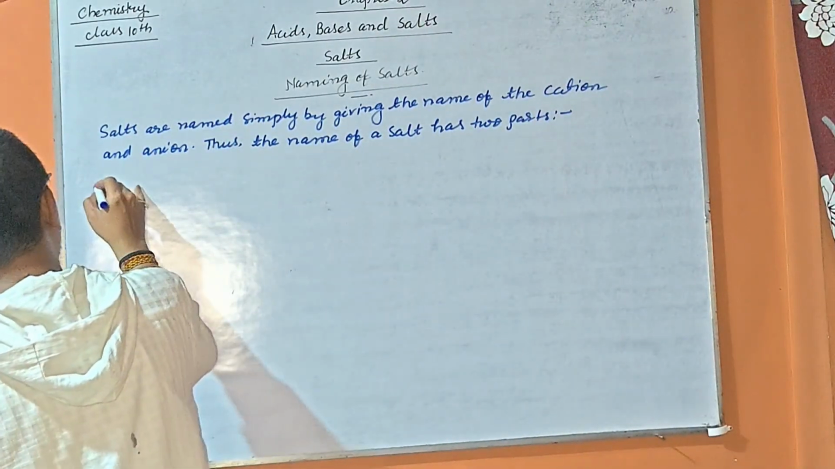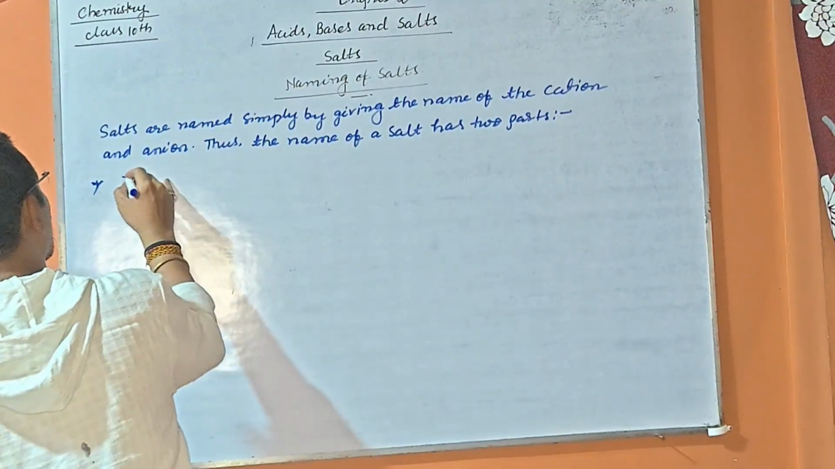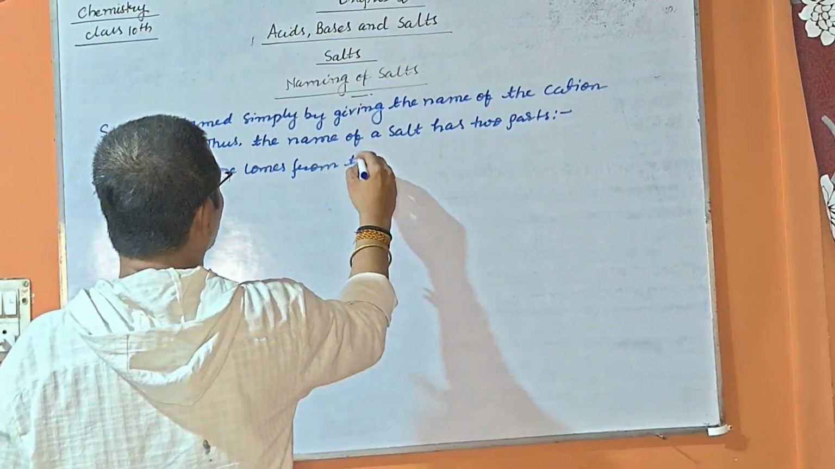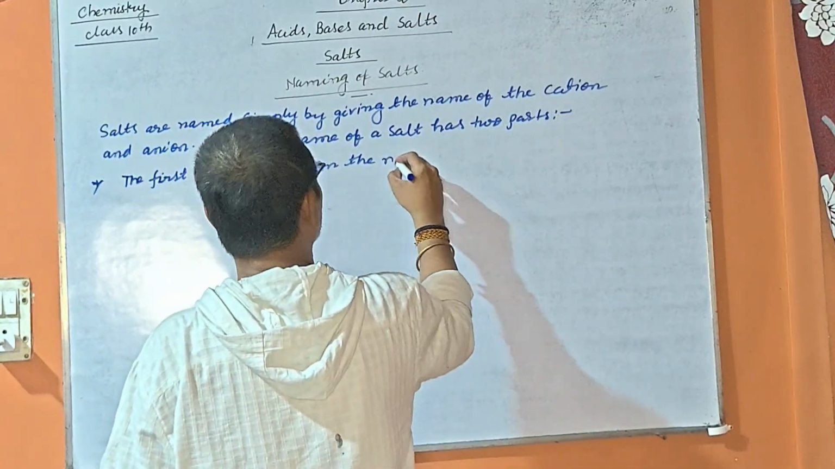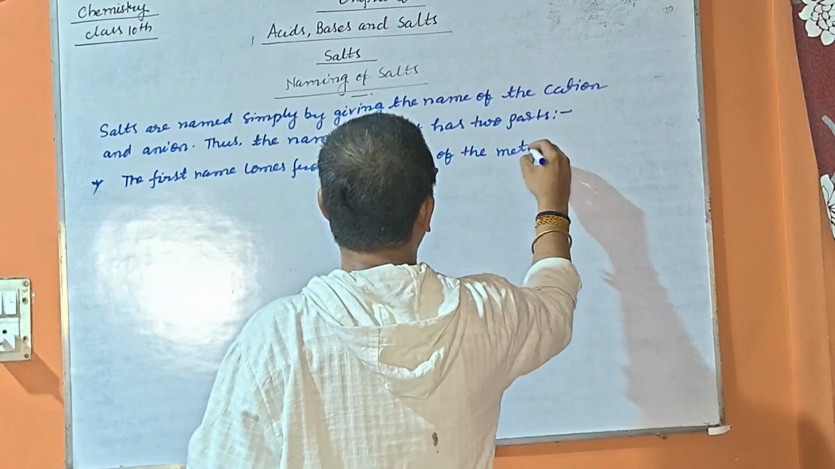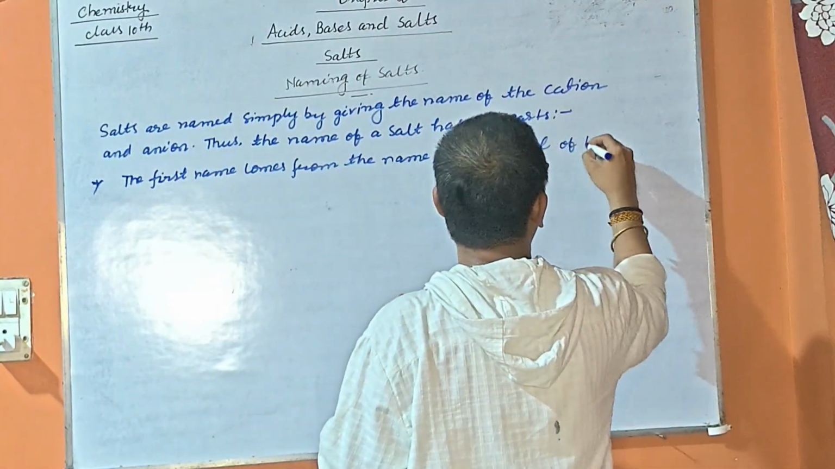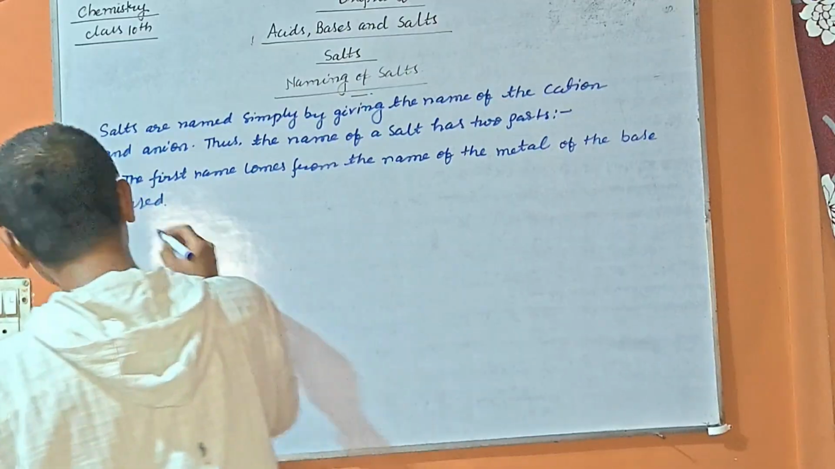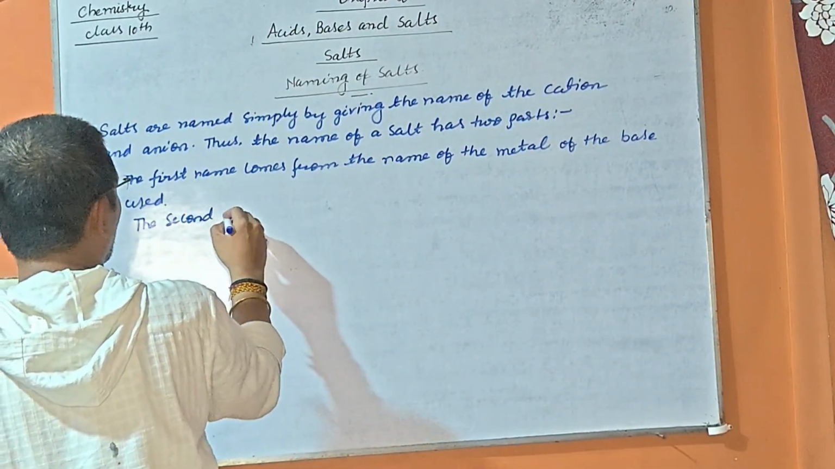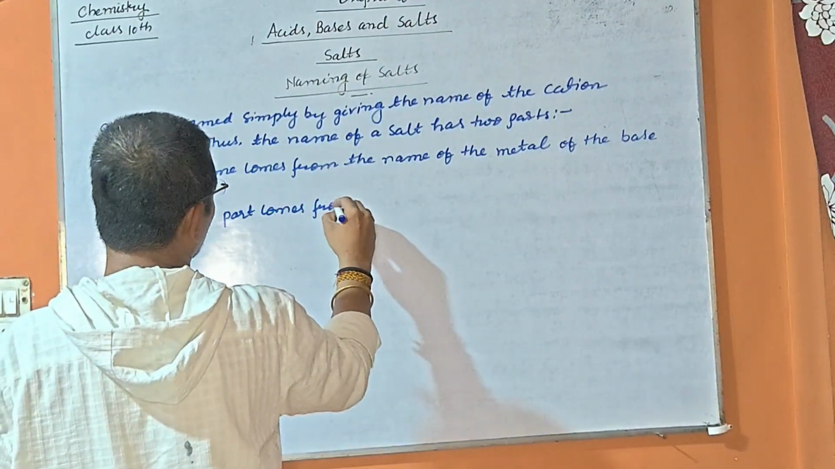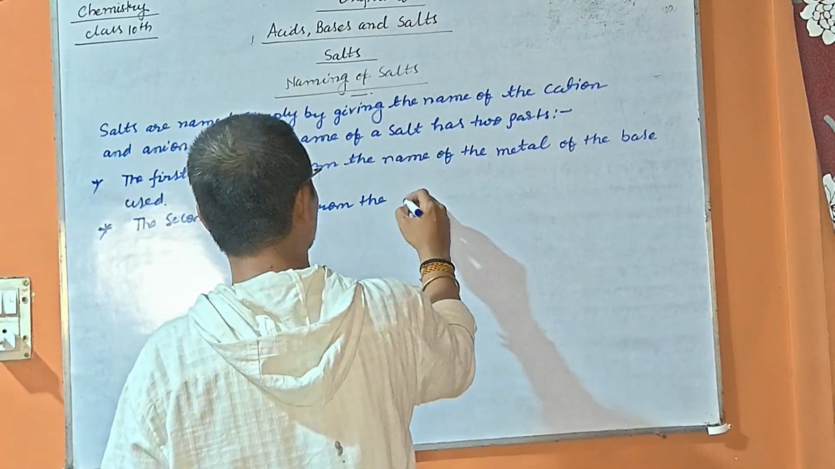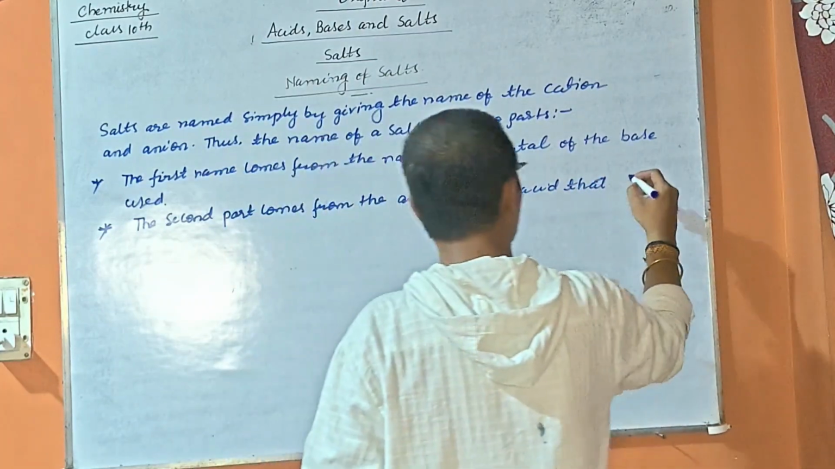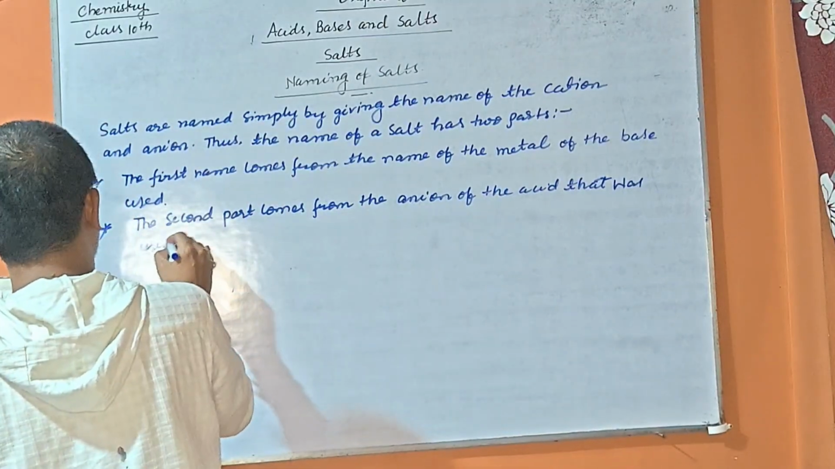The first part comes from the name of the metal of the base used, and the second part comes from the anion of the acid that was used. So these are the naming of salt.